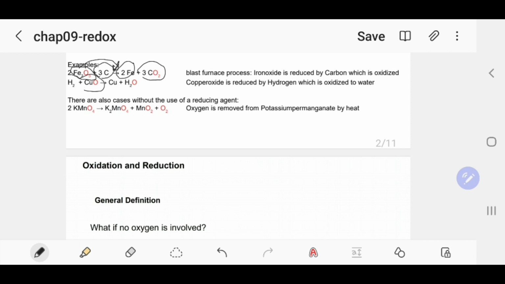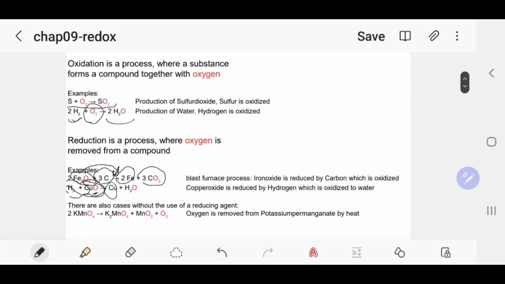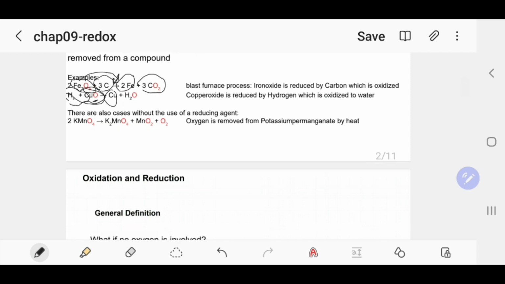So the same for copper oxide. Here it originally has the oxygen element, and with the presence of the hydrogen we get the formation of H2O and the copper in its solid state again. So here we have a reduction, and here we have an oxidation because the element is bonding with O, oxygen. And here the compound originally contains an oxygen, and now the bond is broken, and that's why we get a reduction process.